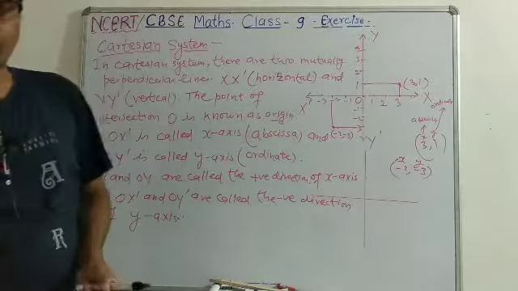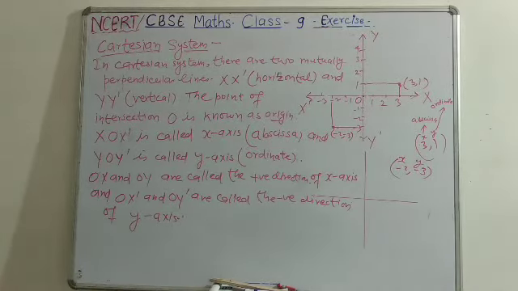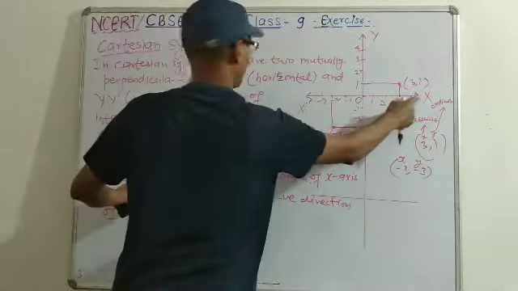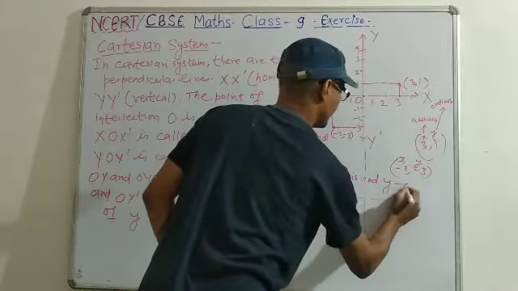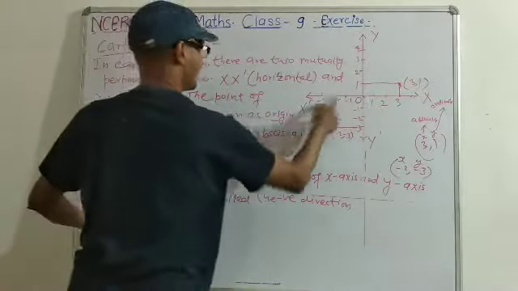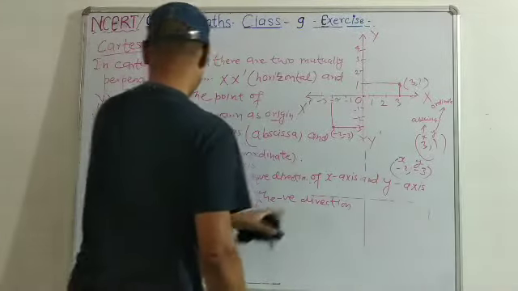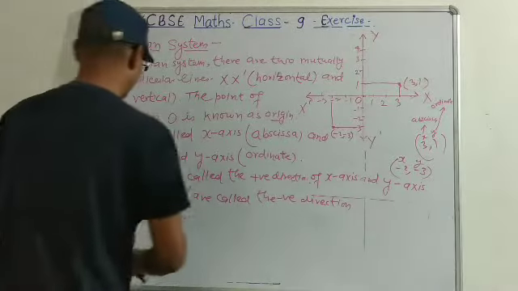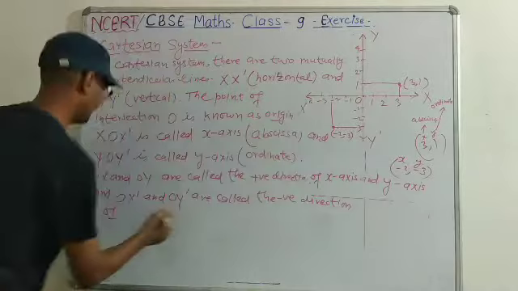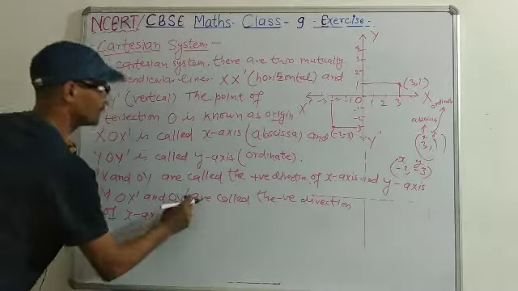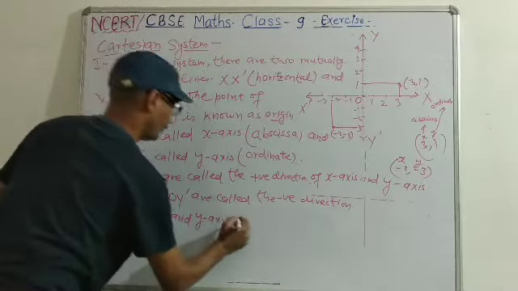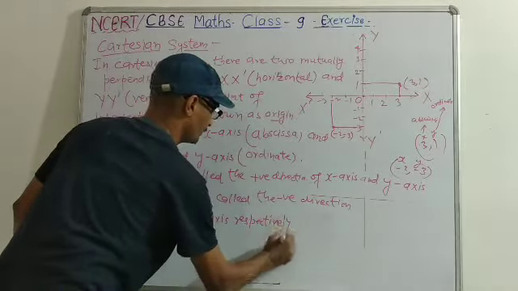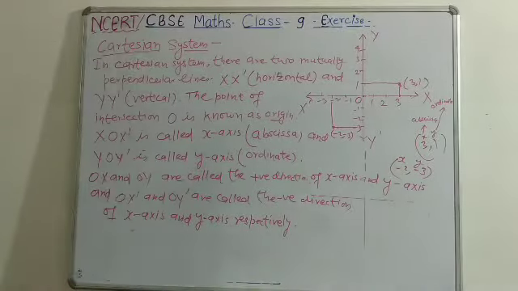So these were some important definitions of the Cartesian system. Some mistakes happen here, students. Now see here, OX and OY are called the positive direction of the X axis and Y axis respectively, and OX dash and OY dash are called the negative direction of the X axis and Y axis respectively. Then we do the next thing.